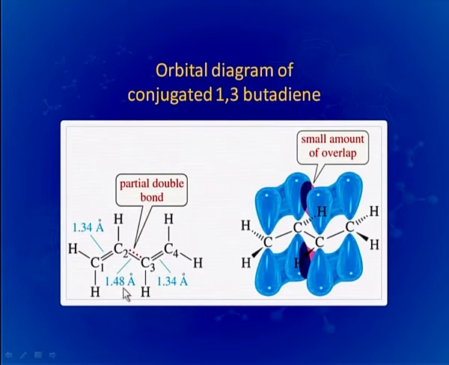A true carbon-carbon single bond should have a bond length of 1.54 angstrom, but here we can see the bond length is 1.48 angstrom. This is shorter than what we would expect. So, we can see that partial double bond character is present. Why? This character has developed due to a small amount of overlap between C2 and C3, since the p orbitals are lying in a parallel manner.